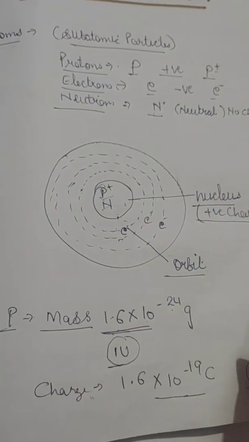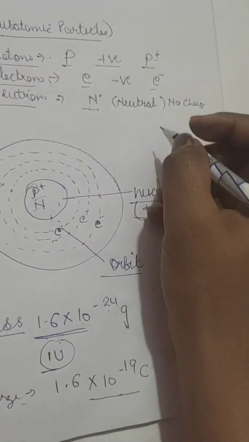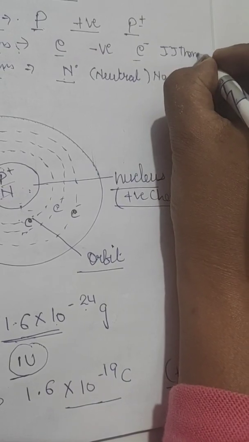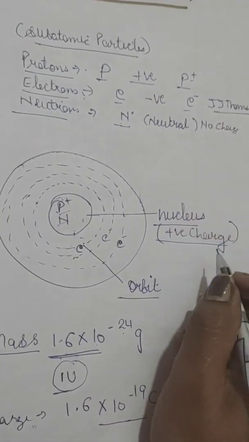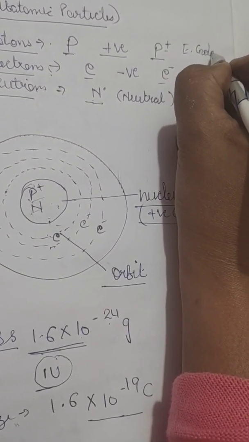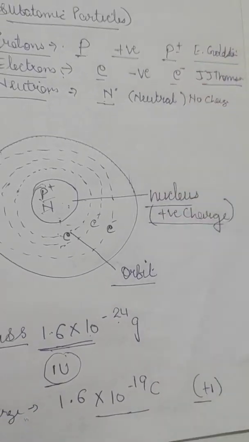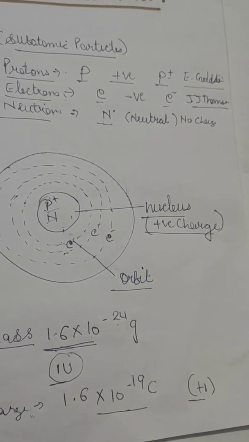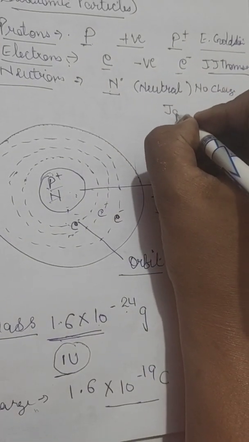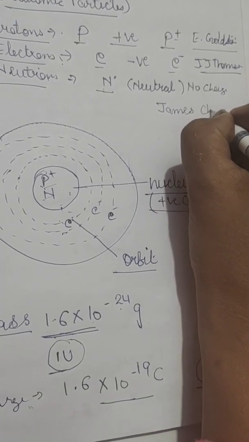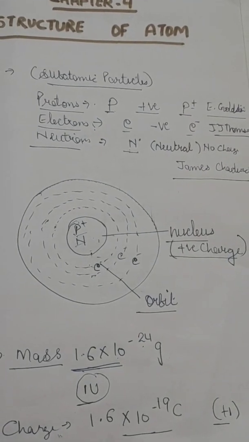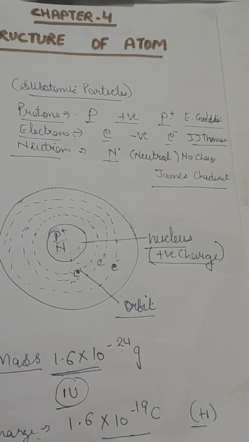And the discovery of the electron was done by Sir J.J. Thomson. J.J. Thomson was a scientist. And the discovery of the proton was done by E. Goldstein. And the discovery of the neutron was done by a scientist called James Chadwick. So these were the scientists who discovered the proton, electrons and neutrons.